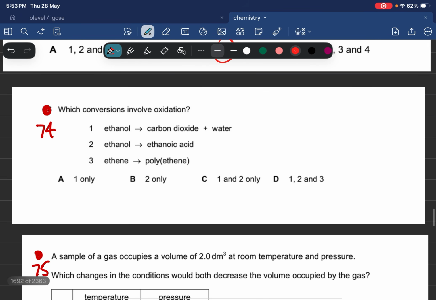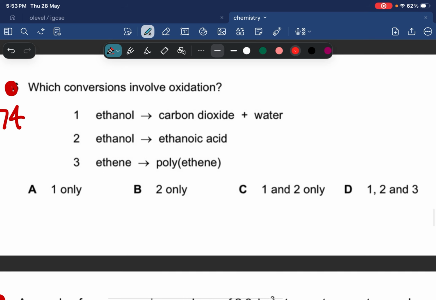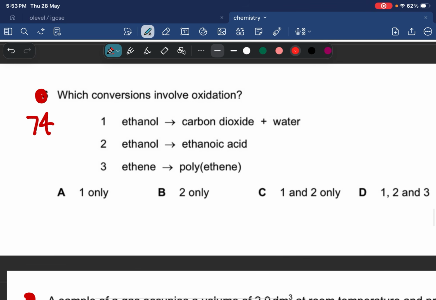Which conversions involve oxidation? Ethanol forming carbon dioxide and water. Yes, this is oxidation, the pure oxidation of ethanol. Ethanol forming ethanoic acid. Oxidation again, addition of oxygen. Ethene forming polyethene.